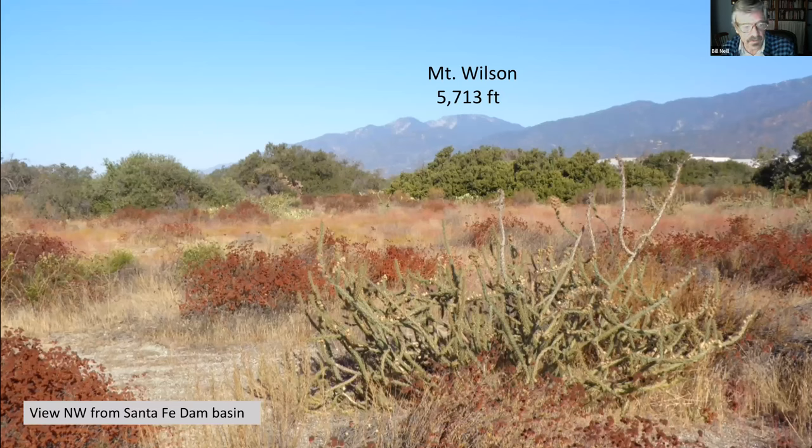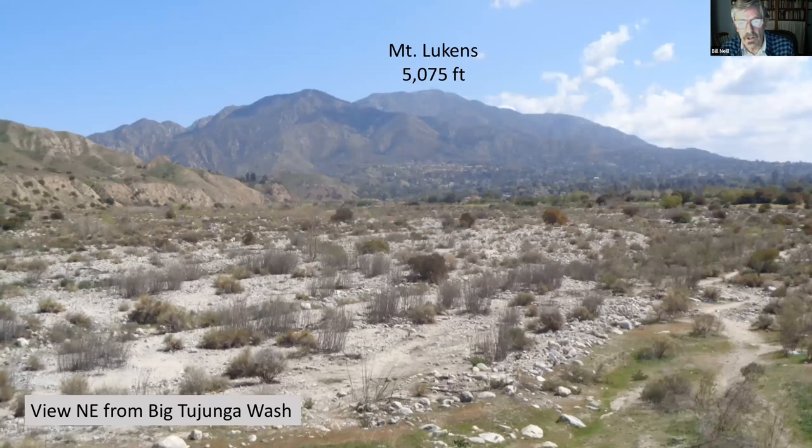Here's Mount Wilson viewed from Santa Fe Dam. So you have the West Fork of the San Gabriel River on the other side of the ridge right there to the right. This is Mount Lukens viewed from Big Tujunga Wash, and then Big Tujunga Canyon is on the other side to the left of that peak.